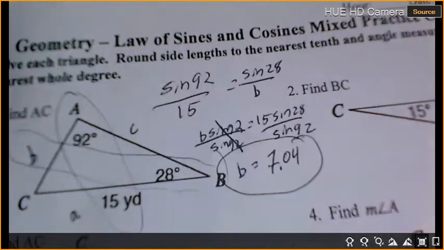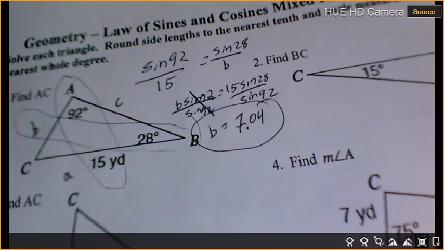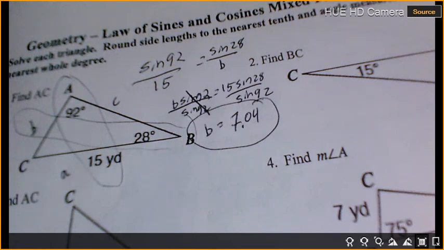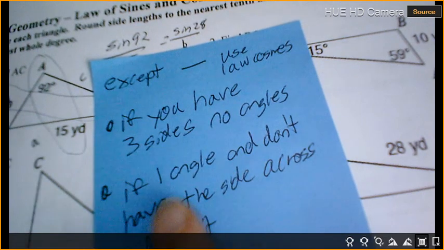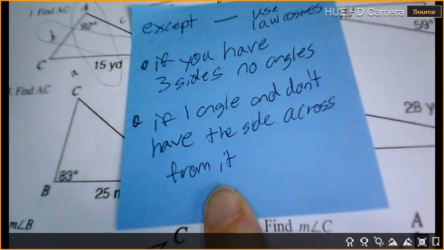Do you guys feel a little bit better about when to pick law of sines or law of cosines? Okay, I'm going to put this up again so you guys can see it. If you have 3 sides and no angles, use law of cosines. If you have one angle but don't have the side across from it, use law of cosines.